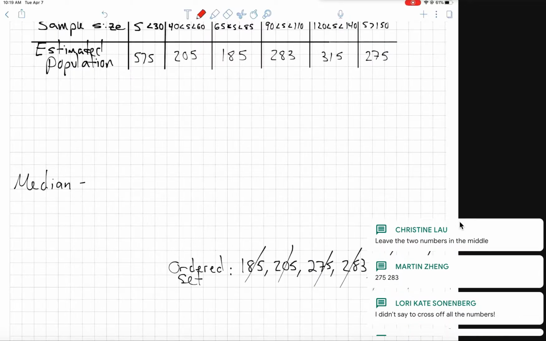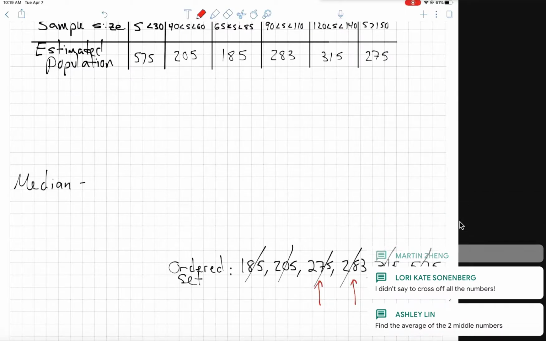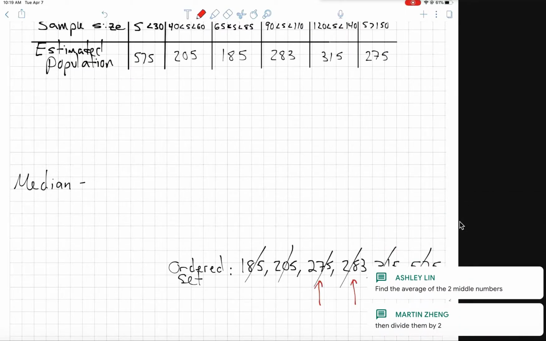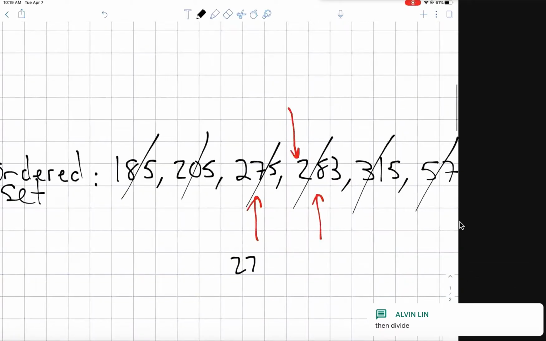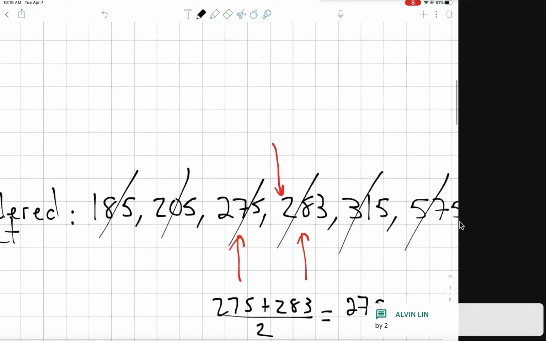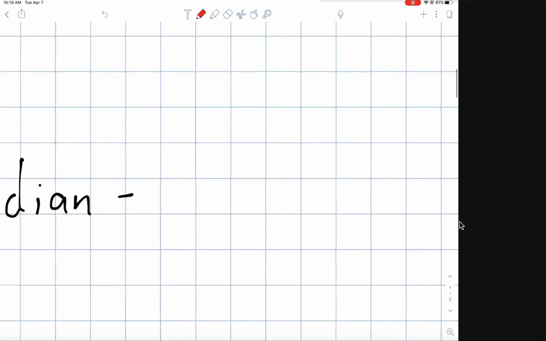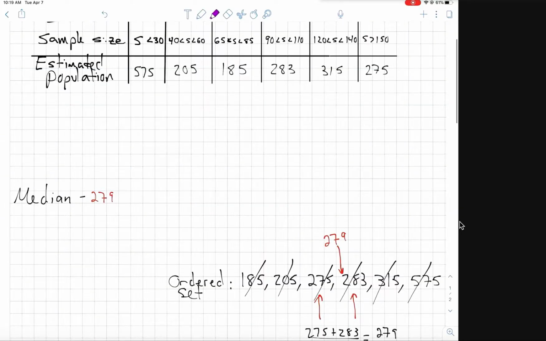275. Okay, 275 and 283. So these two numbers were in the middle. Find the average of the two middle numbers. Okay. So let's see. 275. Okay, great. We found the median. Now what?